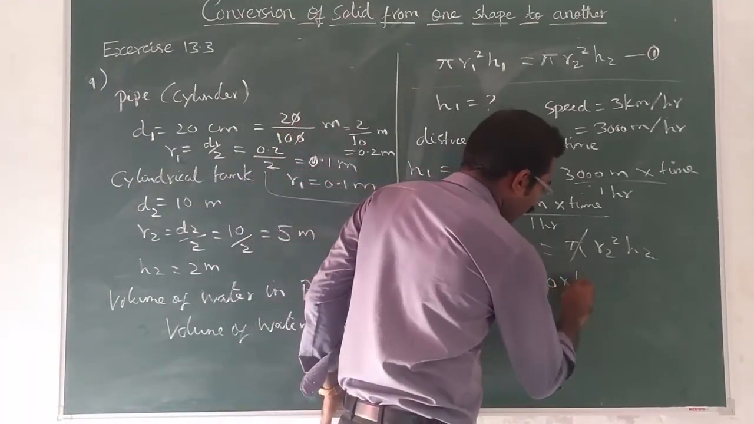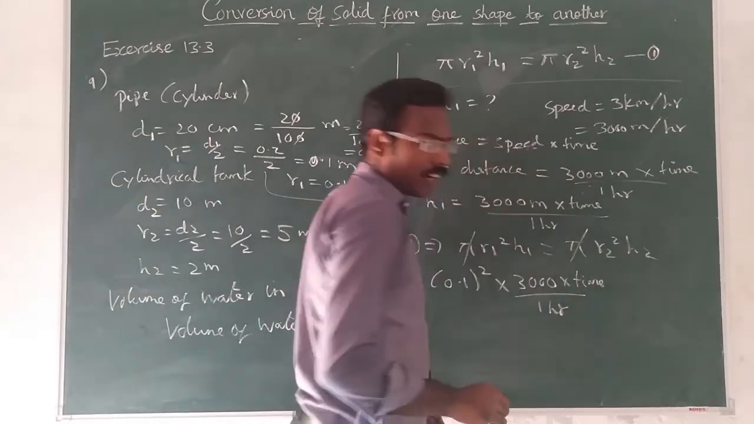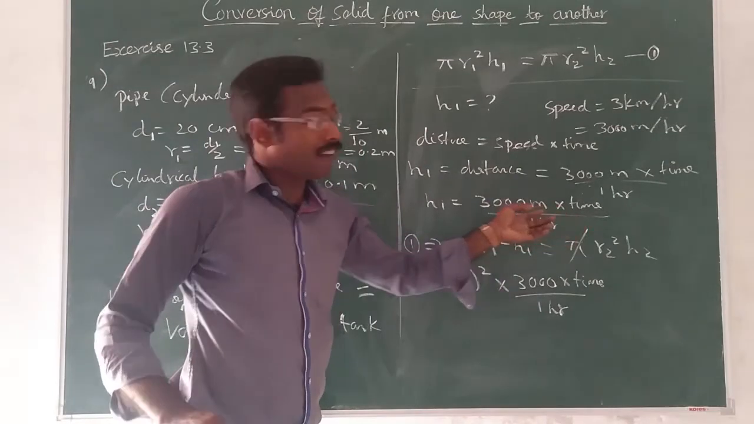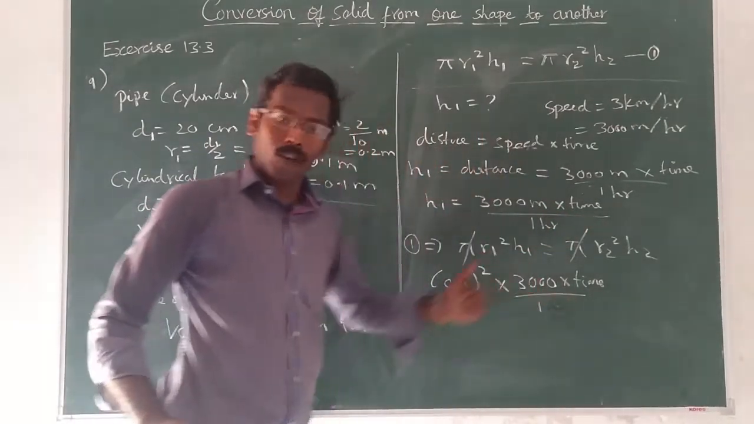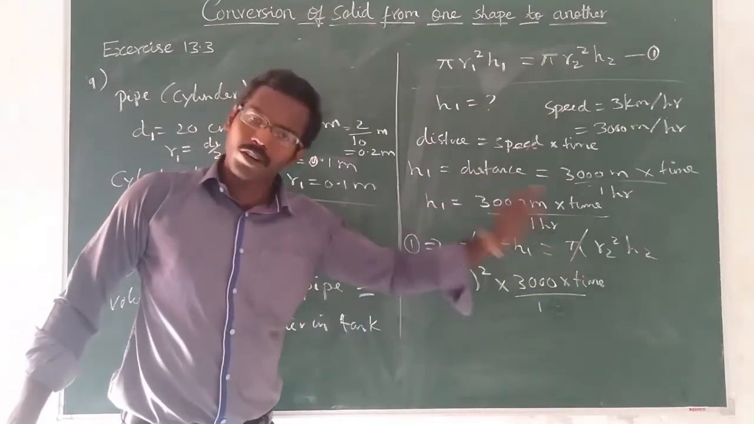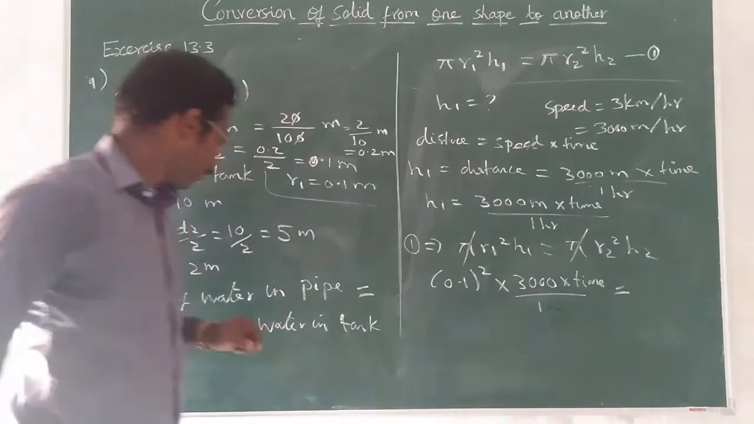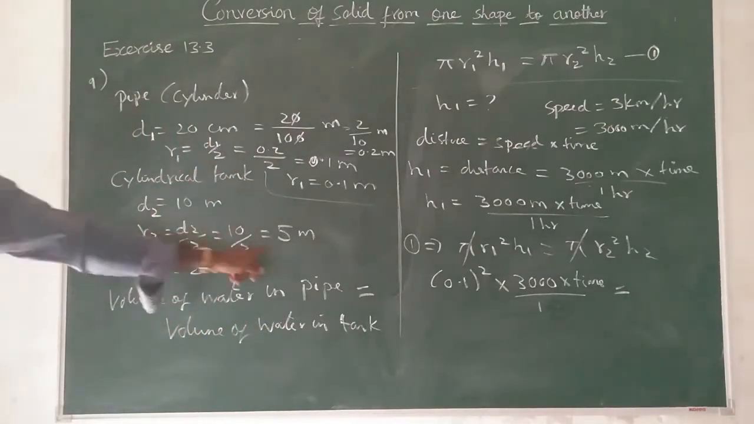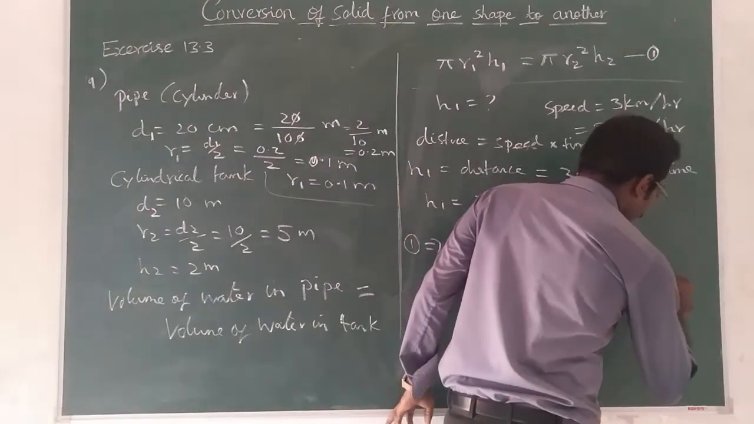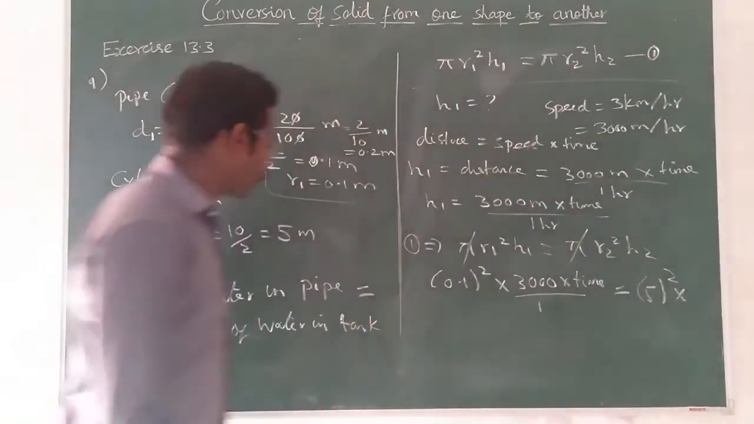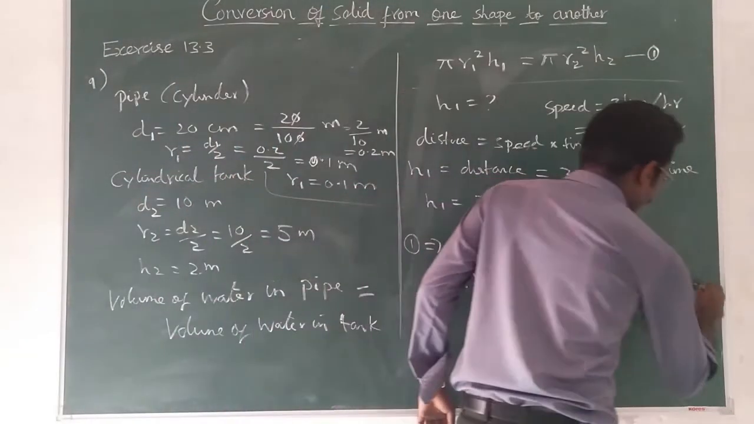So into time divided by 1. This is 1 hour only. We are not writing the unit, so no problem. We will write the unit finally. Then that is equal to R2. What is the R2 value? R2 is 5 meter. We are not writing the unit, so write only the 5. 5 square into H2. What is H2? H2 is 2 meter. So 2.